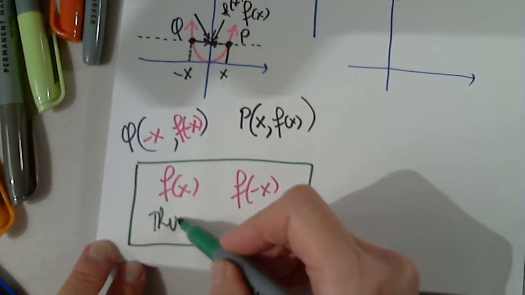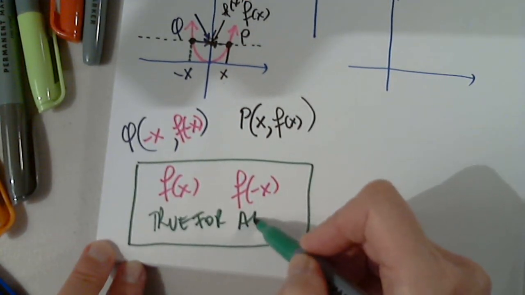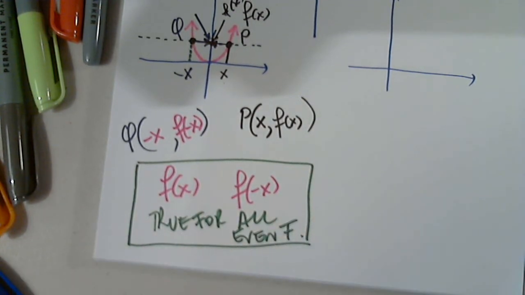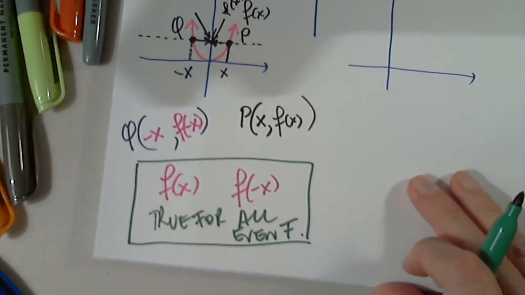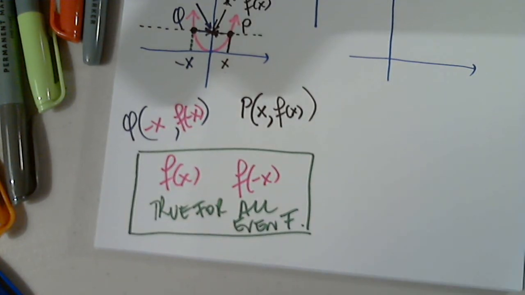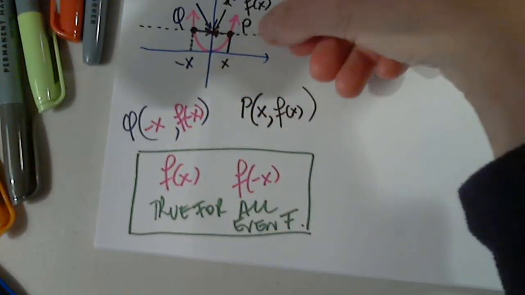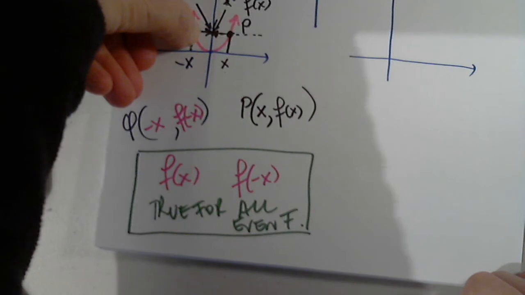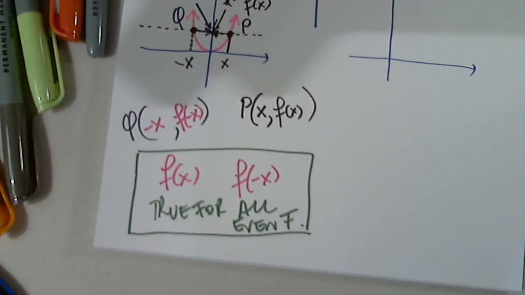True for all even functions. What do you think? I'm not quite sure what the question is. What are you asking? Very good. So the question is, what do you think is the relationship between f of x and f of negative x? Is one bigger than the other?